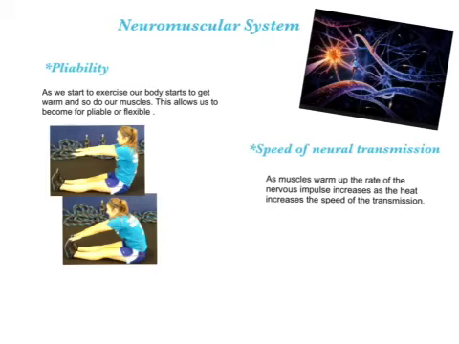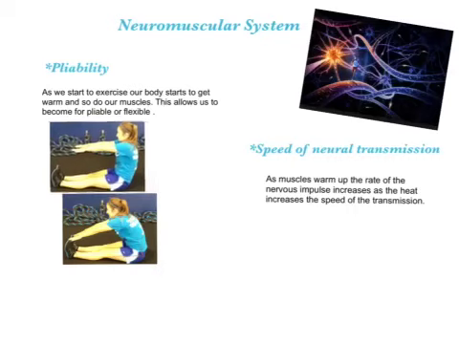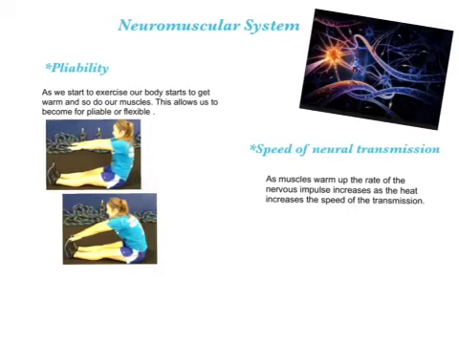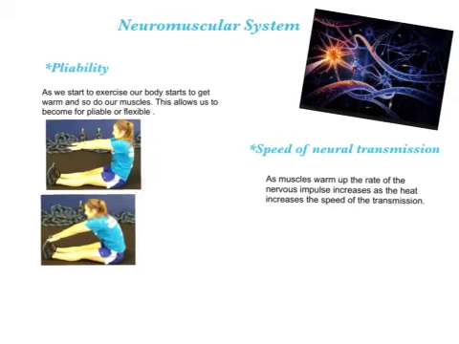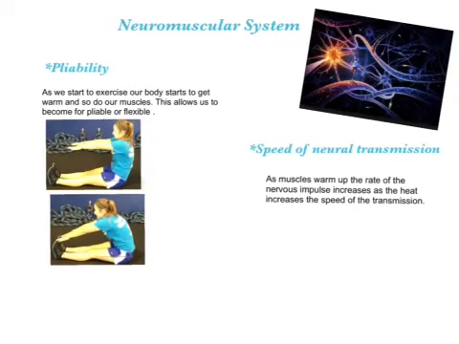There are two things that happen to our neuromuscular system that affect us. The first is pliability or flexibility. As we start to exercise, our body starts to get warm, and so do our muscles. This allows us to become more pliable or flexible. Here we can see this girl is not as flexible before exercise, but after exercise, as our muscles get warm, you can see she's more flexible. This happens to prevent injury, such as pulling muscles.